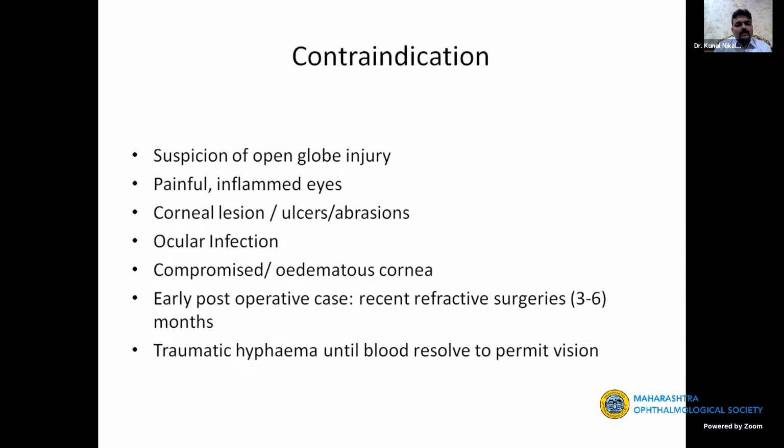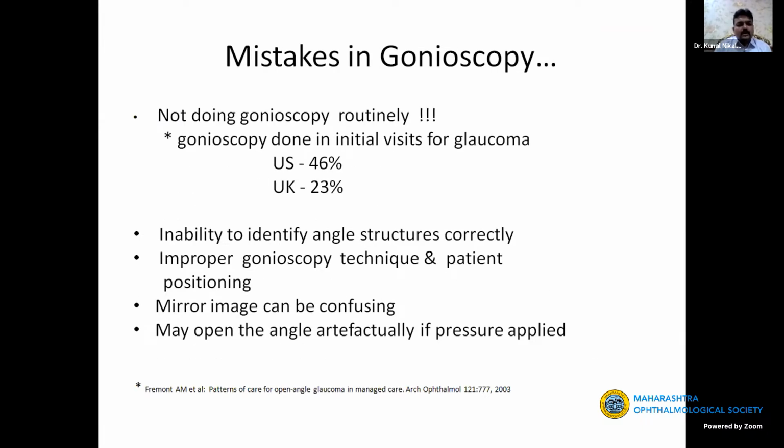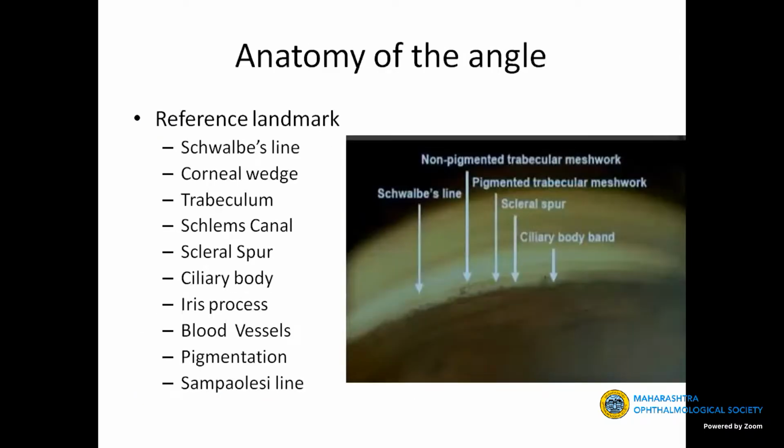Contraindications being any suspicion of open globe injury or infection, corneal infection, or any ulcers, hyphema, early post-operative cases. Now, the common mistakes we make in gonioscopy is not doing gonioscopy routinely. The survey done by Fremont et al. studied that gonioscopy done in initial visits for glaucoma in the US was only 46% and 23% in the UK. Not doing gonioscopy routinely is a big mistake. Inability to identify angle structures correctly, improper gonioscopy technique, mirror imaging can be confusing and can lead to mistakes. And the opening of the angles artificially with pressure is another mistake.